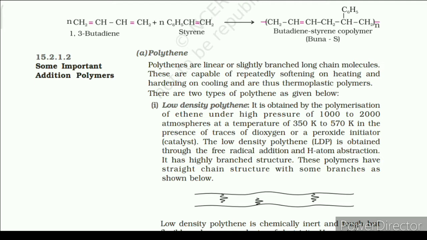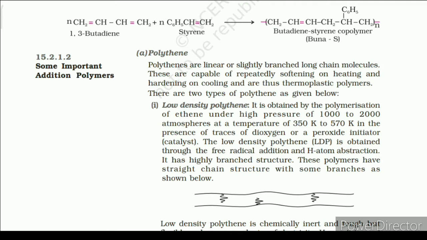Number 1. Low density polythene. This is obtained by the polymerization of ethene under high pressure of 1000 to 2000 atmospheres at a temperature of 350 Kelvin to 570 Kelvin in the presence of traces of dioxygen or a peroxide initiator as catalyst. The low density polythene is obtained through free radical addition and H atom abstraction.